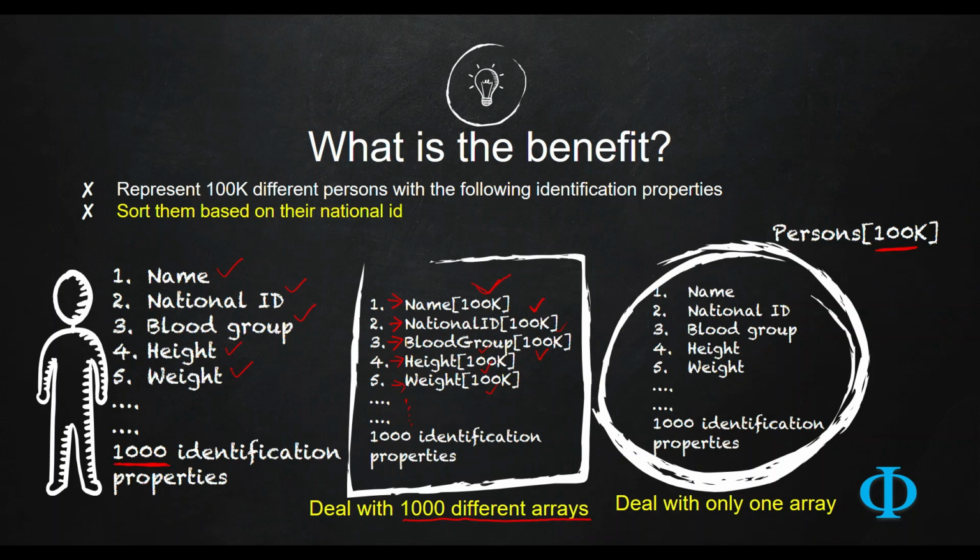So this is definitely not a very convenient way to represent each of the different properties through different arrays. In this way, you have to deal with 1,000 different arrays.